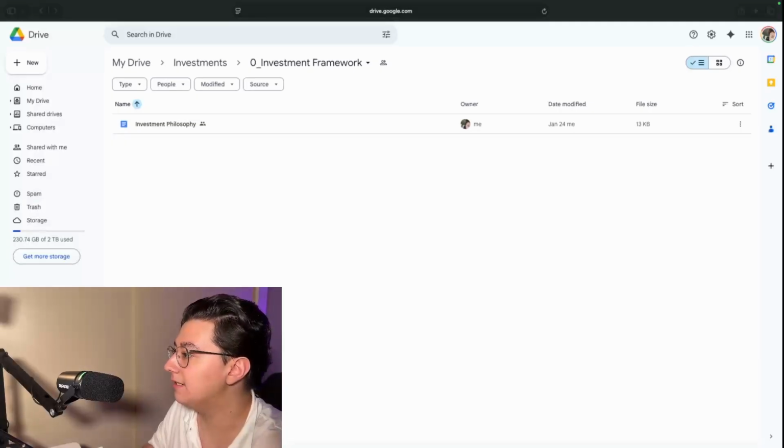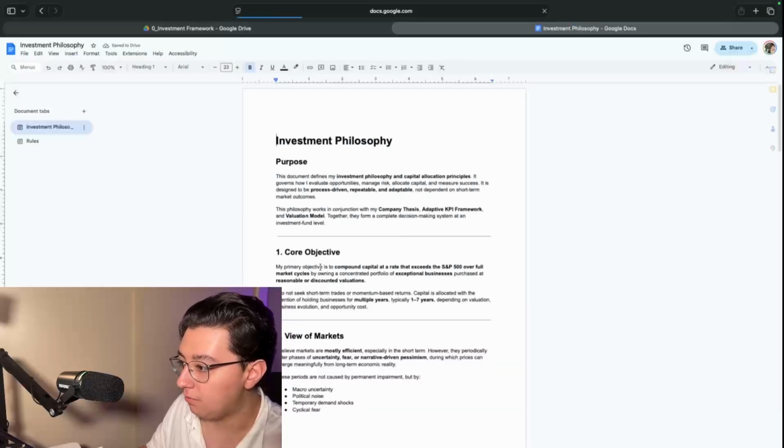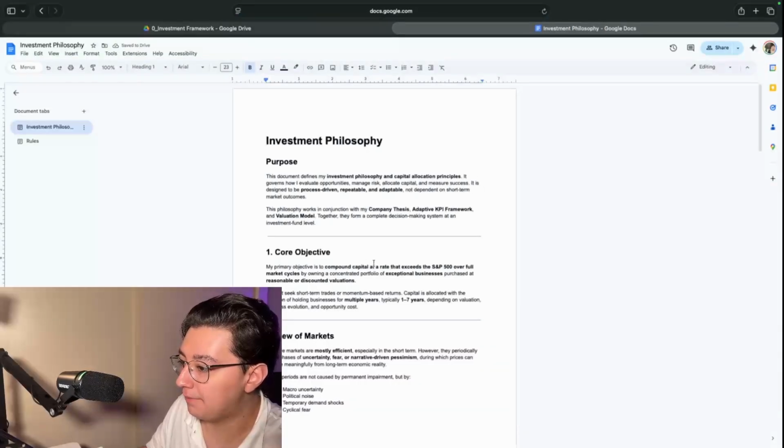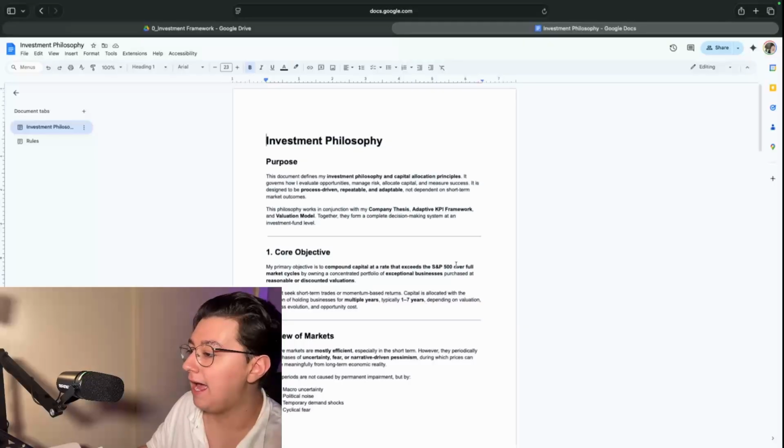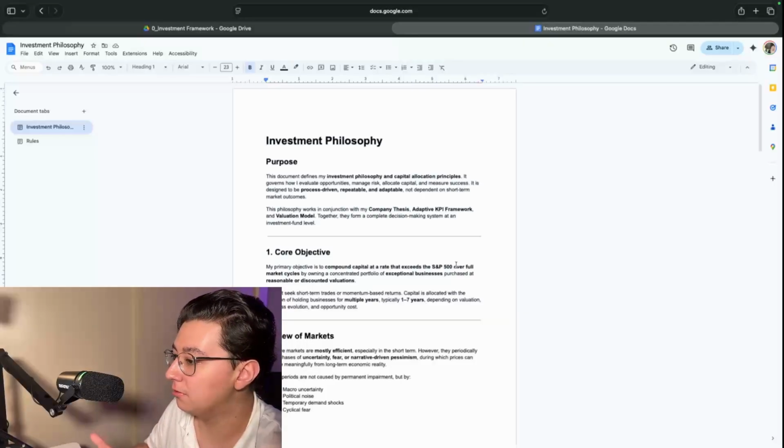And here's where I suggest you use AI to assess your specific investment philosophy by asking you enough questions to where it can create your analysis. And that analysis is what I suggest you copy and paste onto this document. For example, if we go onto mine, we can see my primary objective is to compound capital at a rate that exceeds the S&P 500 over full market cycles. And this will determine the metrics that I look into, the type of strategy that I choose to follow, etc.